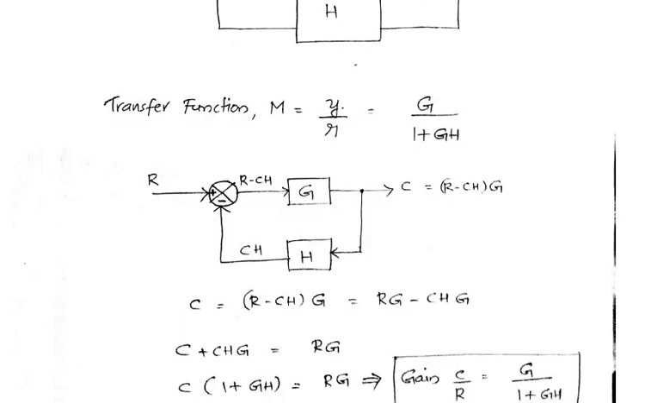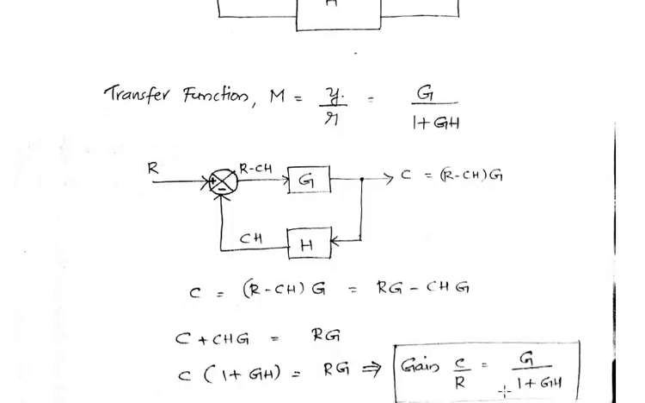C into 1 plus GH is equal to RG, which implies the overall gain or the overall transfer function, which is equal to output divided by input, so C by R. From this expression, what is C by R? C by R is equal to G by 1 plus GH. So this is how we get the overall transfer function of the above system as G by 1 plus GH. It is very, very important.